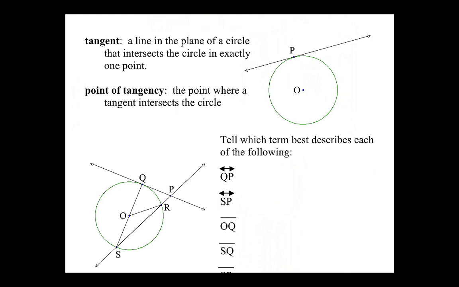A tangent line, not to be confused with sine, cosine, and tangent. When we're talking circles, a tangent is a line in a plane of a circle that intersects the circle only at one point exactly. So point P on this circle would be my point of tangency, and the line, let's call it line L, would be the line of tangency or the tangent line.